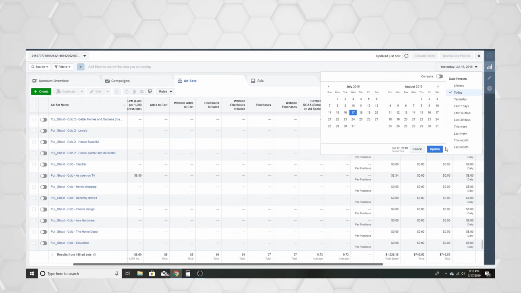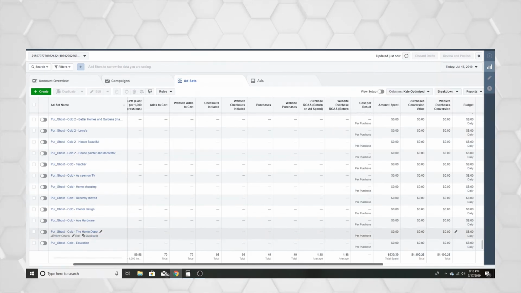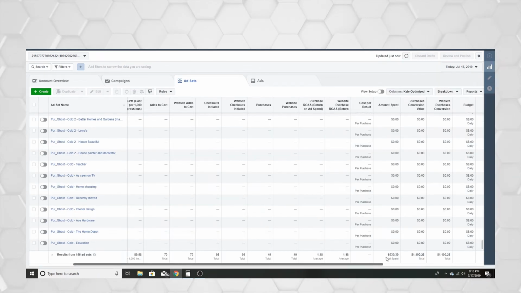But then what we do is we move to today, which we've spent $930. It's going to say I made $1,100 back, but I did make more than that. So this is the current day as you're looking at it. This is the 17th.